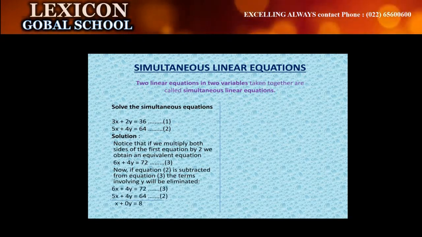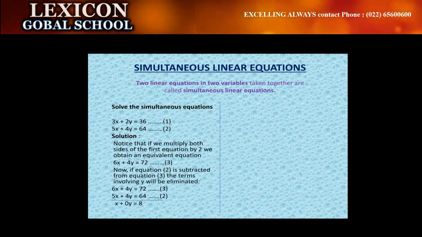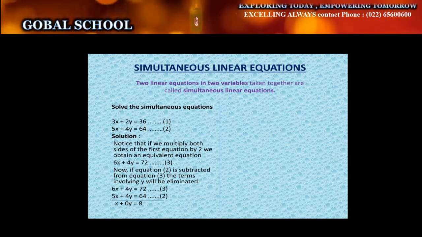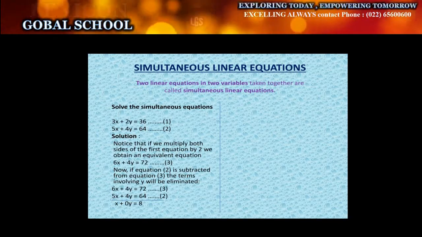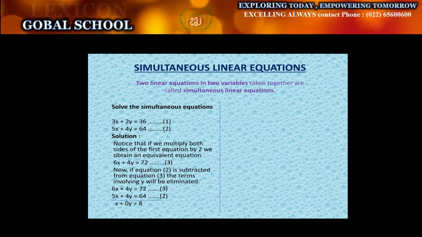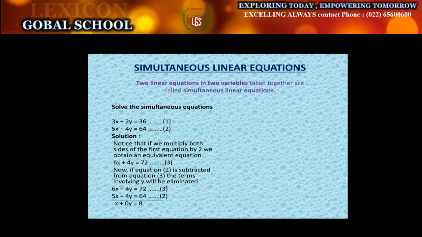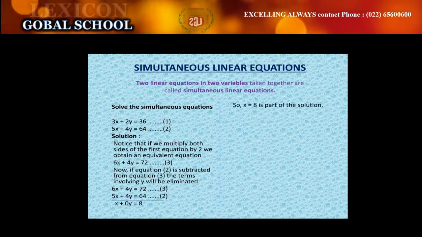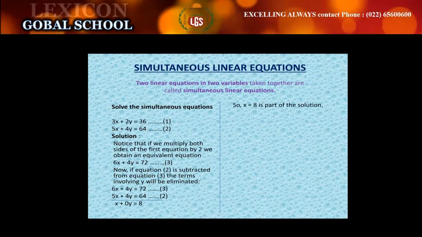6x plus 4y is equal to 72, which was my equation number 3. 5x plus 4y is equal to 64, which is my equation number 2. I am going to subtract it. So 6x minus 5x is equal to x, plus 4y minus 4y will get cancelled, and 72 minus 64 will give me 8. So my value of x is equal to 8.